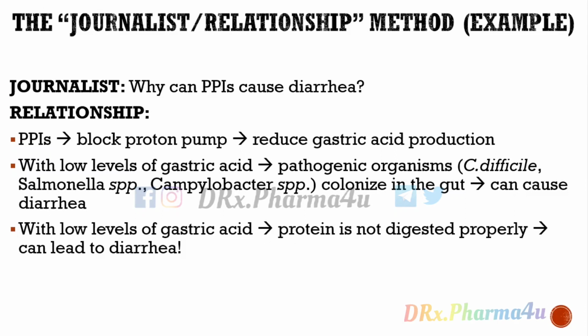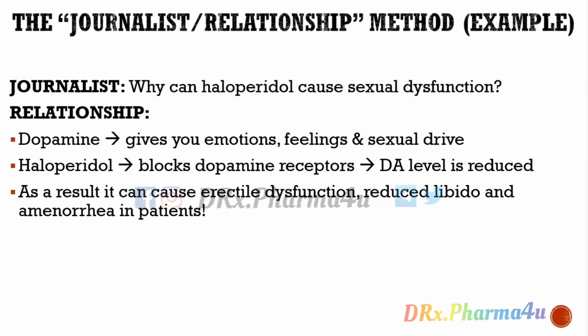So this is called the journalist relationship method. Why can haloperidol cause sexual dysfunction? Always remember, the emotions, feelings, sexual drive, gambling tendency, and excitement that you have are because of dopamine. And haloperidol is a very high potency anti-dopaminergic agent which is used in schizophrenia. So when haloperidol blocks dopamine receptors, dopamine level is reduced. As a result, it can cause erectile dysfunction, reduced libido, and amenorrhea in patients.